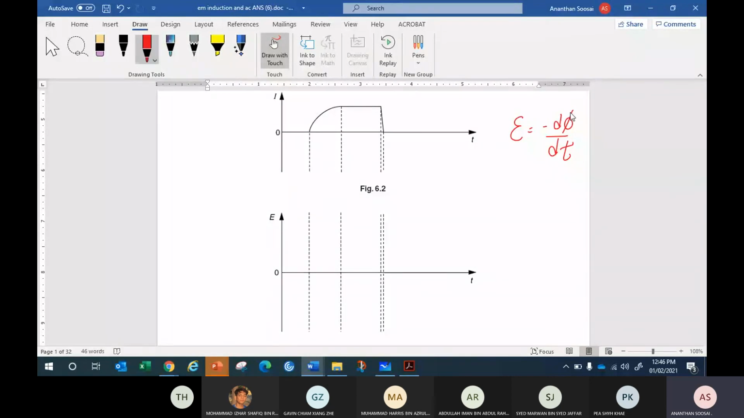Okay, imagine if you struggle to sketch the graph, the current graph or the flux graph, take it as a velocity graph. You sketch the acceleration and reflect it at the x-axis, you get the EMF graph. Okay, spend 1 minute.